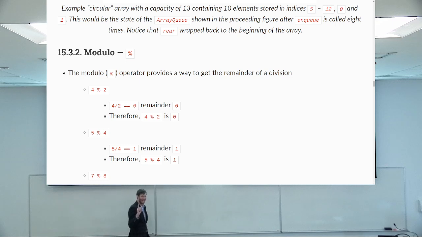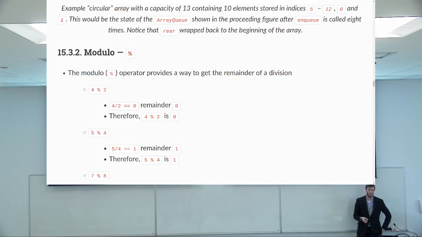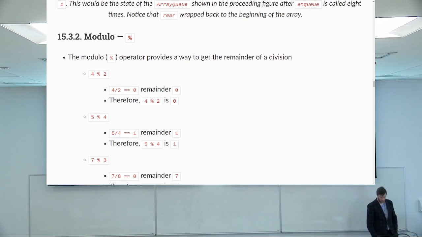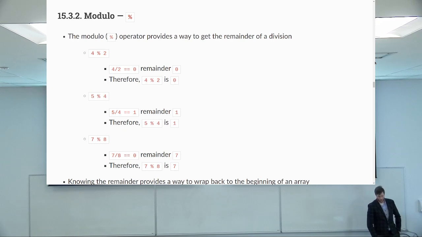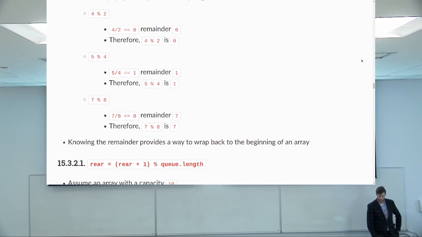We're going to use this exact same idea, but not to check if a number is even or odd. We're going to check if the number is divisible by the length of the array. So 4 mod 2 is 0, because 4 divided by 2 is 2, remainder 0. 5 mod 4, well, 5 divided by 4 is 1, remainder 1. So 5 mod 4 is 1.